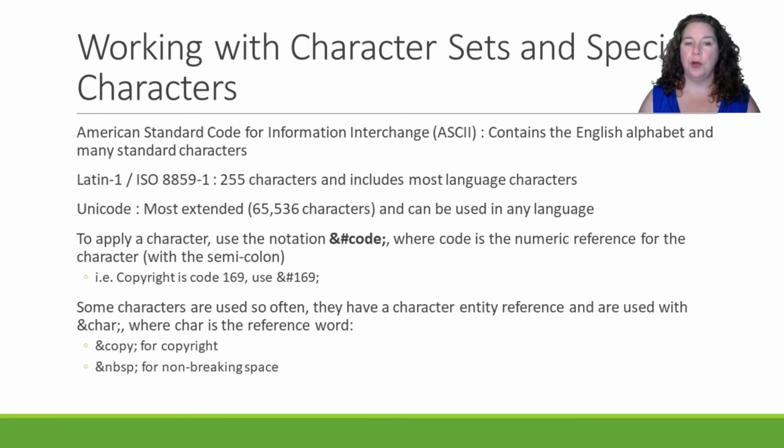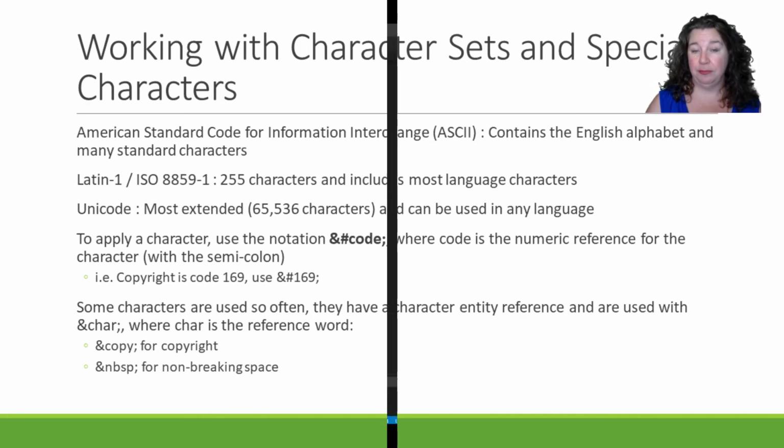There's also a couple of special characters that are used so often that we've actually given them words, because trying to find copyright at hashtag 169 every time gets a little bit annoying. So they've actually created one that is an ampersand copy with a semicolon at the end, and that means copyright. So it refers back to that hashtag 169 for you with a word that you can probably remember easier. The other one that we use a lot is our non-breaking space. Remember, spaces don't matter in HTML, so it's really important that if you want to add 2 spaces in between 2 items, you need to add a non-breaking space. So it's an ampersand NBSP for non-breaking space. Don't forget the semicolon at the end.